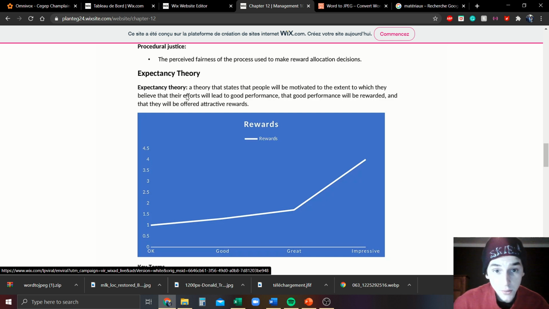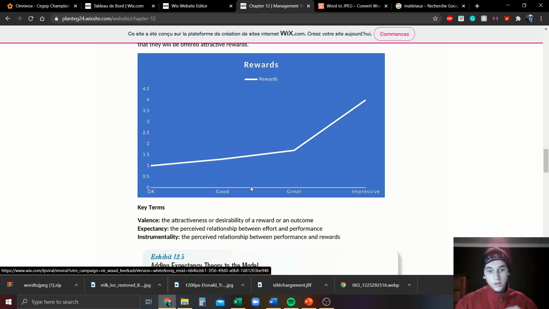Now, for the expectancy theory, the theory states that people will be motivated to the extent to which they believe that their efforts will lead to good performance, that good performance will be rewarded, and that they will be offered attractive rewards. So the more they see that their efforts achieve better performance, and that better performance leads them to better rewards, it just goes on and keeps continuing until they maximize their performance level.